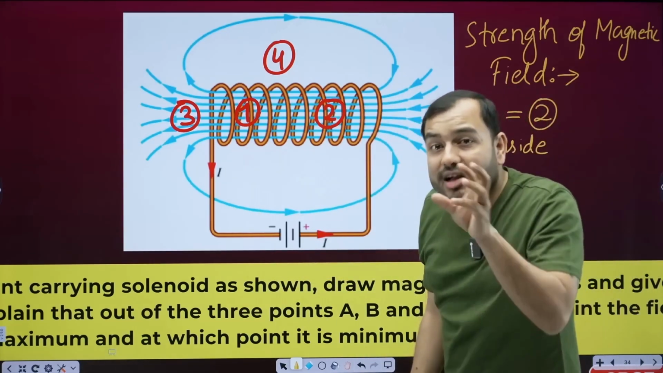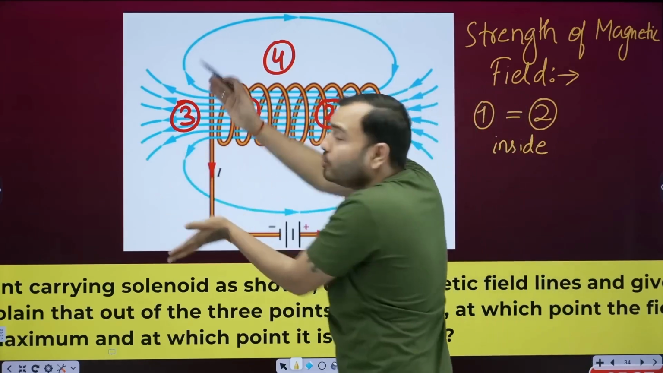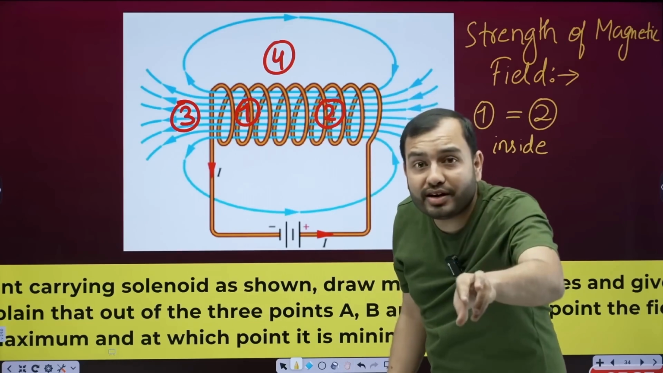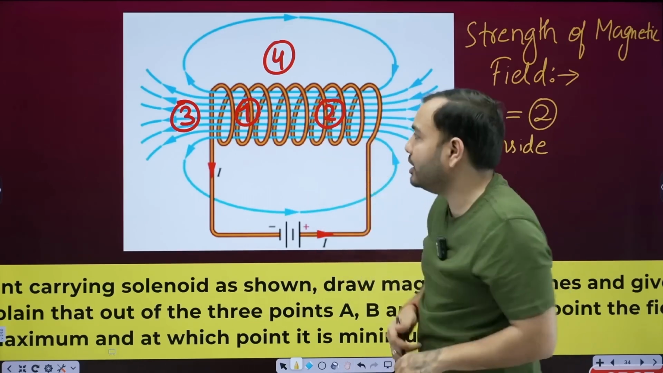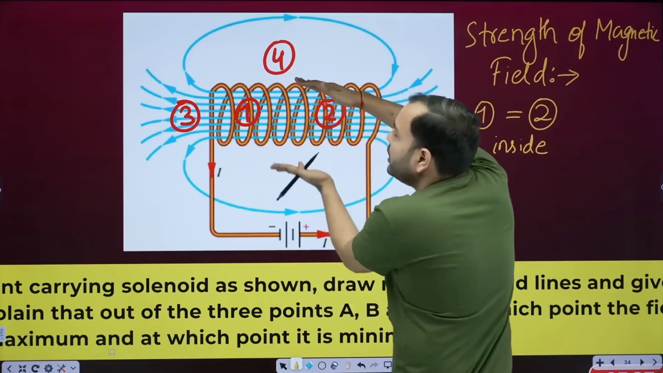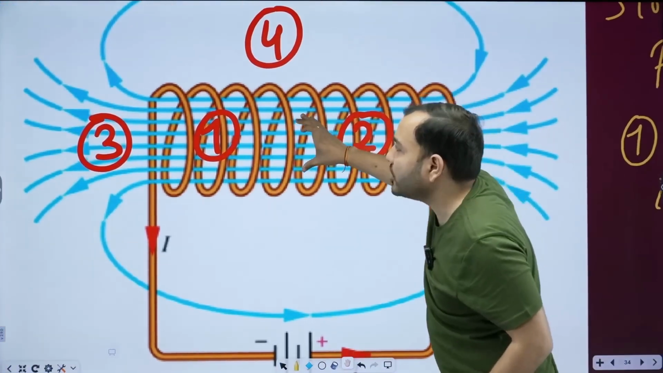Where the closeness of the field lines is less, there the strength of the field is less. Relative closeness, did you study? Where there is crowding, the field is very strong. There's a lot of crowding; field lines are very close. Can you see? Zoom please. See, here it is very close.